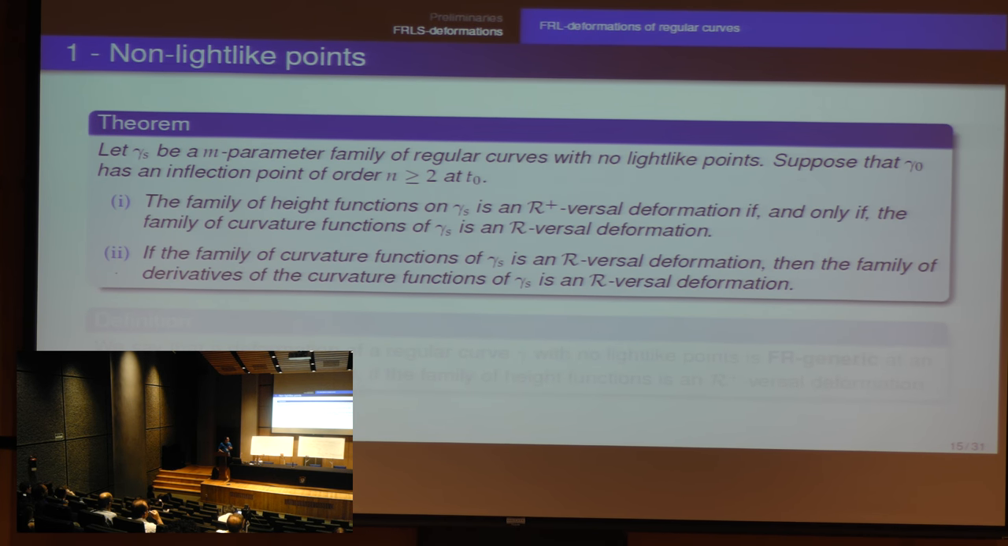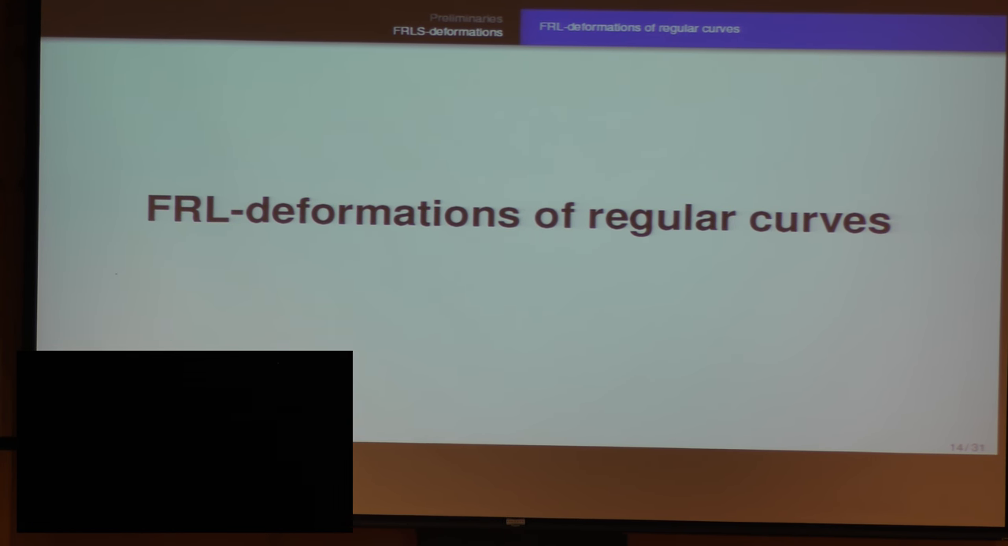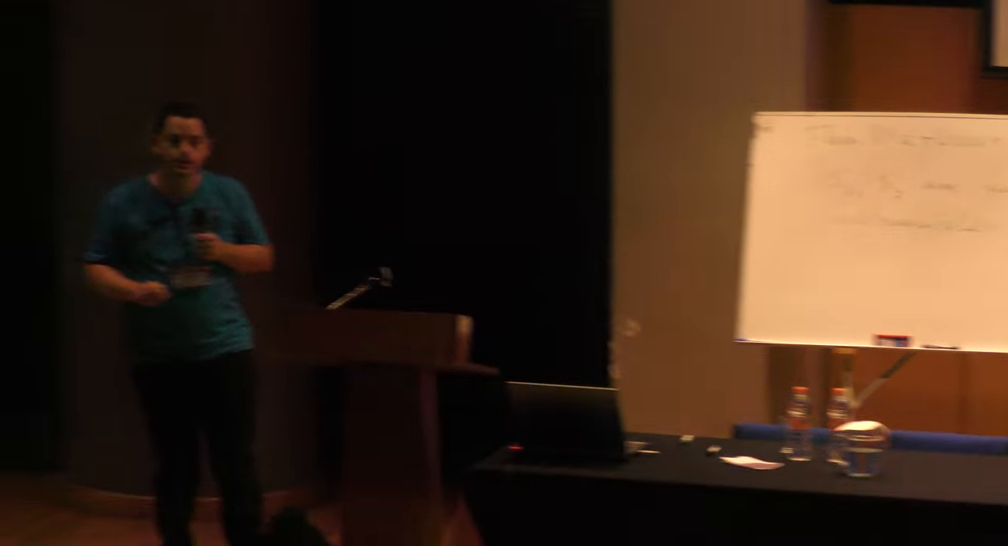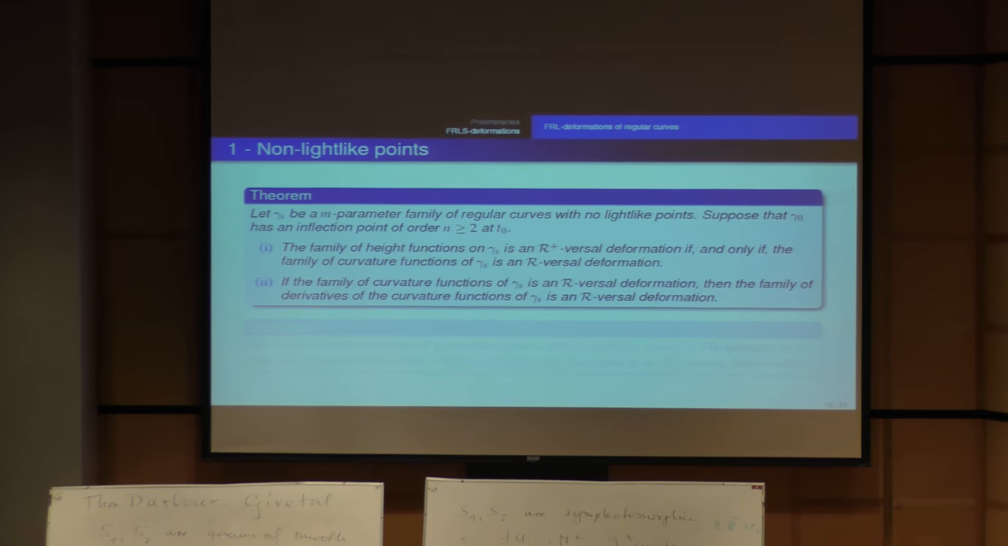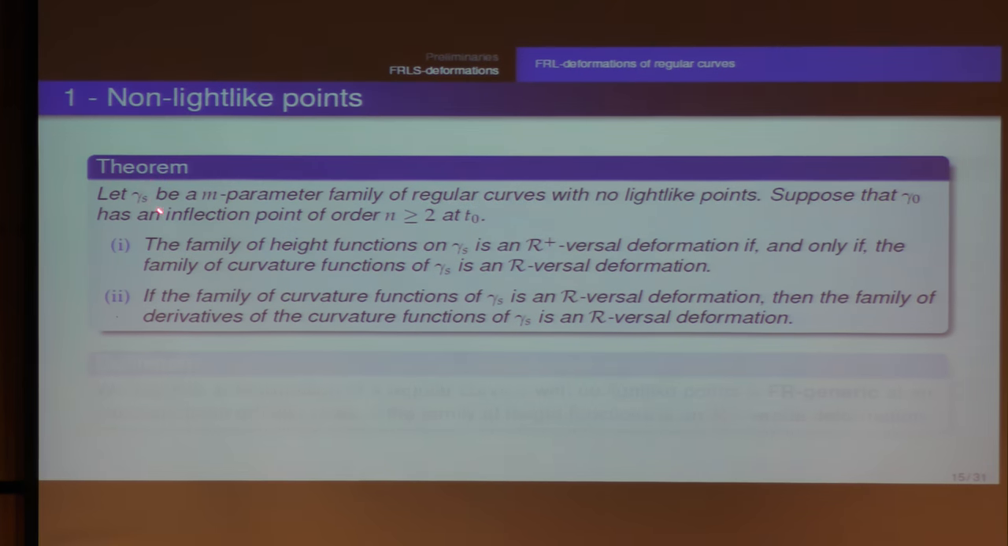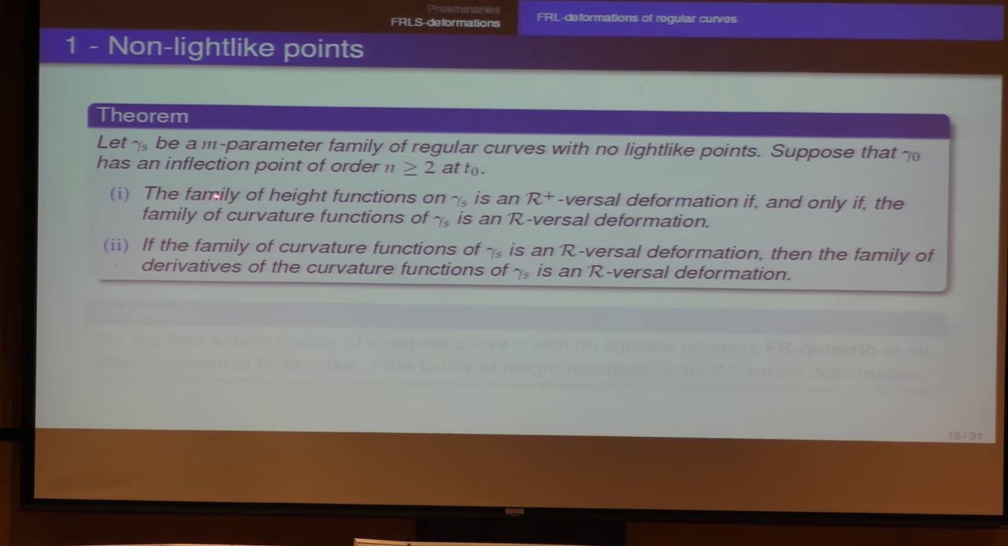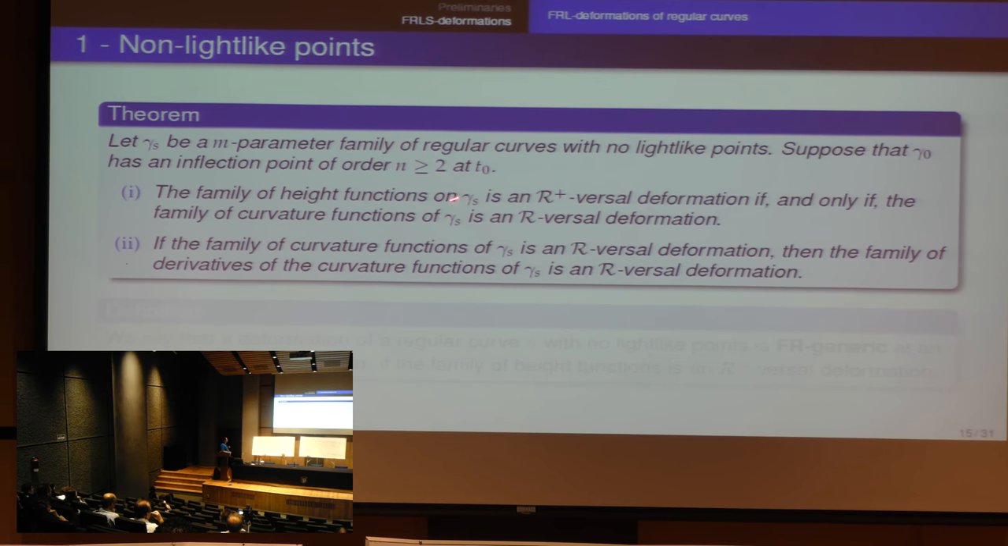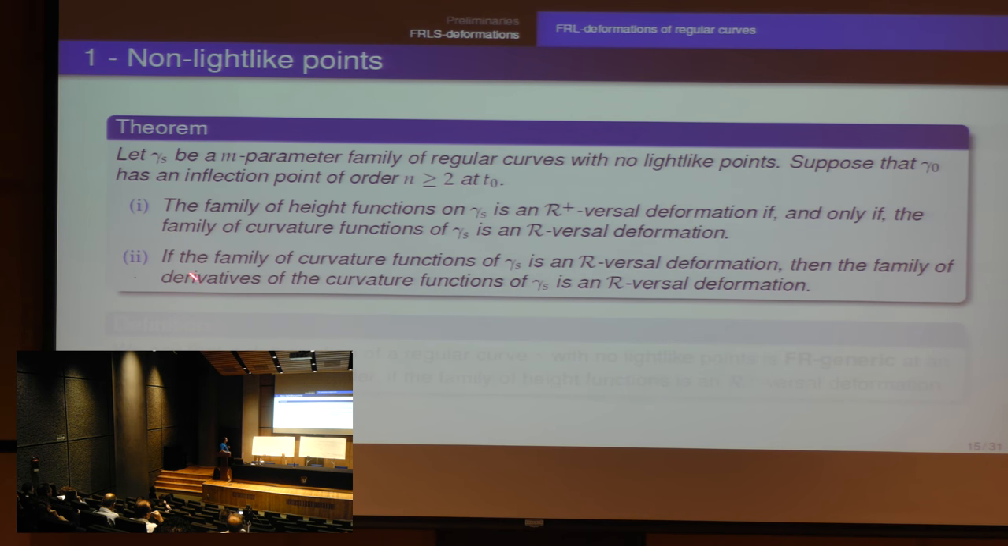We observe also that the distance square function measures the contact with circles. But at an inflection point, the center of the circle with more contact with the curve goes to infinity. And then the next result shows a way to study inflection points and vertices without using the distance square function. Here, we have an m-parameter family of regular curves with no light-like points, and suppose that this family has a curve that has an inflection point of order greater or equal to 2. Then we have two pieces of information here.